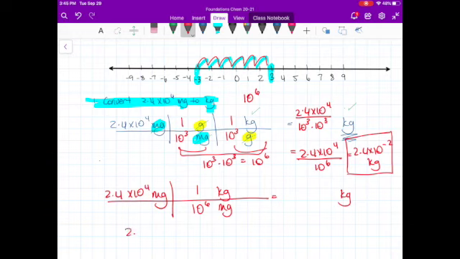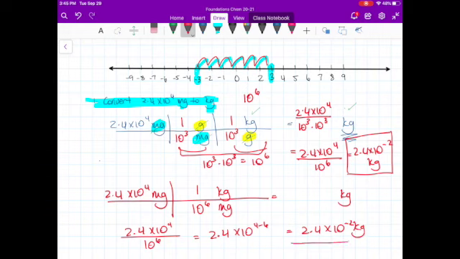Now I just have to divide 2.4 times 10 to the 4th divided by 10 to the 6th. When I divide with the exponents, I subtract them, and I'm going to get 2.4 times 10 to the negative 2 kilograms. No naked numbers allowed. I've got to include my units, and would you look at that? This answer agrees with this one because math is like that.